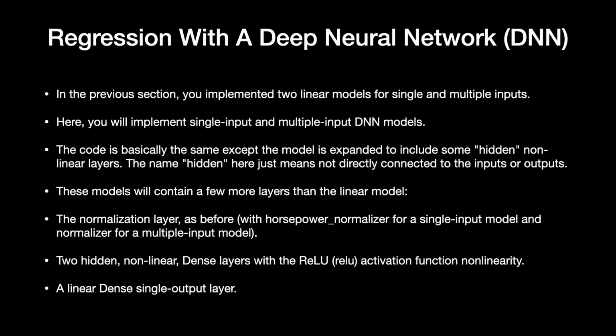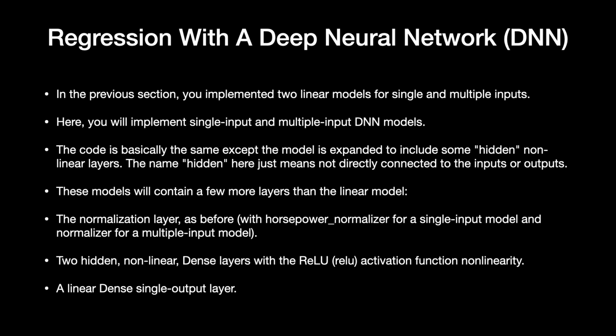Regression with a deep neural network, DNN. In the previous section, you implemented two linear models for single and multiple inputs. Here, you will implement single input and multiple input DNN models. The code is basically the same except the model is expanded to include some hidden nonlinear layers. The name hidden here just means not directly connected to the inputs or outputs.